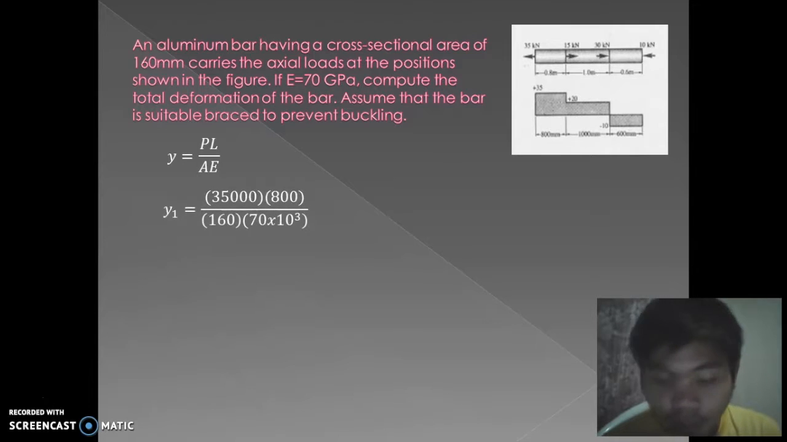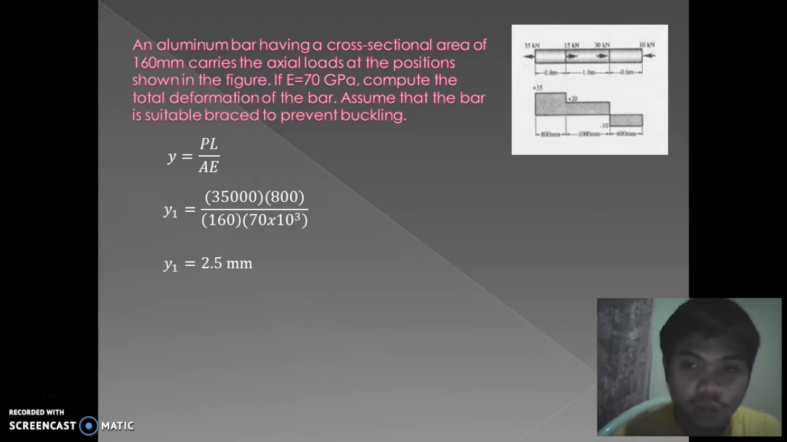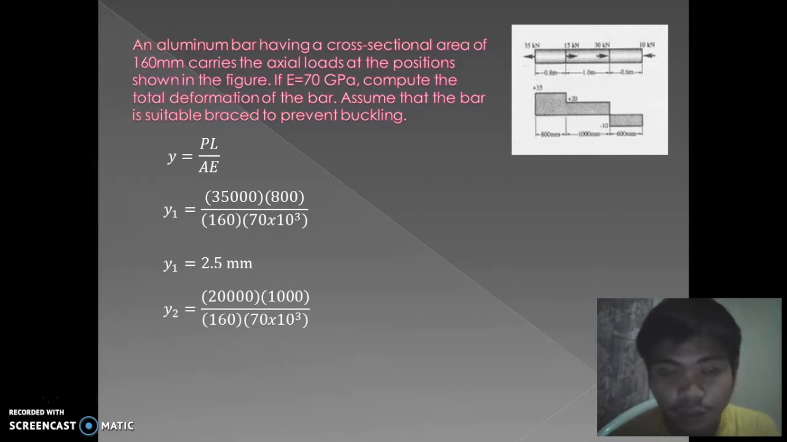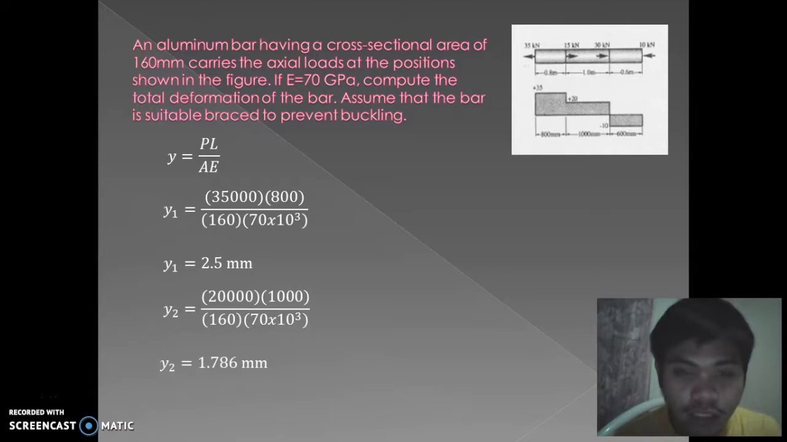In the first bar on the left side, y1 is equal to 35,000 times 800 all over 160 times 70 times 10 raised to 3. So the total deformation of the first bar, the 0.8 meter bar, is 2.5 millimeters. For the second bar, the middle, we use y2 is equal to 20,000 times 1,000 all over 160 times 70 times 10 raised to 3. So the deformation is equal to 1.786 millimeters.